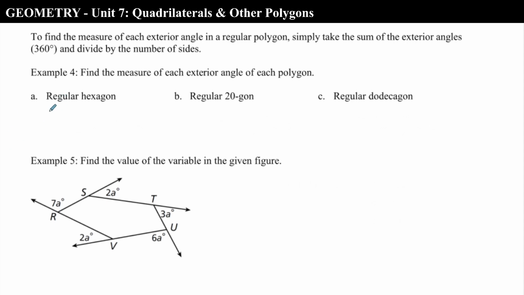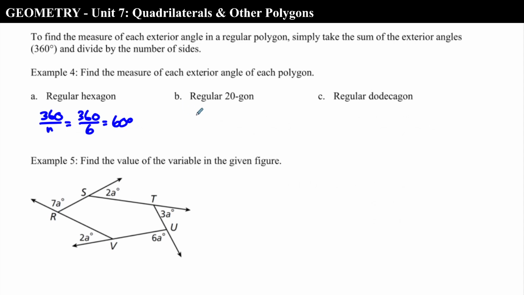So for a regular hexagon, you've got 360 degrees. You're going to simply divide it by the number of sides, which is 6. And that gives you 60 degrees. Let me just write this out for you so you can see. We're going to divide it by the number of sides. In a hexagon, you have 6 sides, and so you end up with 60 degrees per exterior angle.